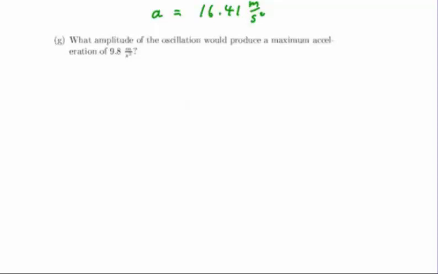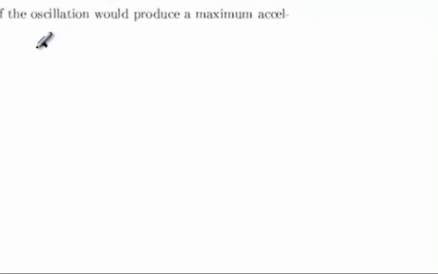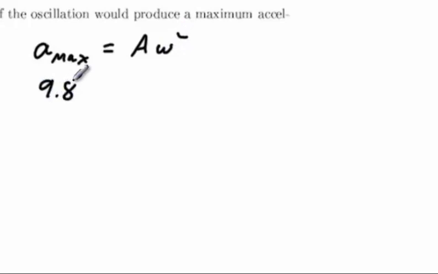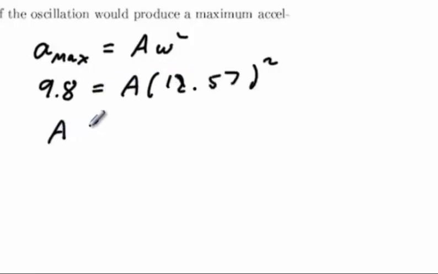In Part G, we've been asked what amplitude of oscillation would produce a maximum acceleration of 9.8 meters per second squared. That's the same acceleration as gravity, and we recognize that the maximum acceleration is given by the formula amplitude times omega squared. Therefore, if we desire to get a maximum acceleration of 9.8, we can solve for the amplitude using our previously known value of omega. This yields the result that the amplitude should be 0.062 meters, or 6.2 centimeters.